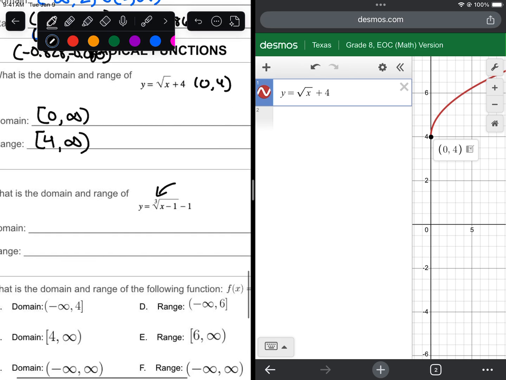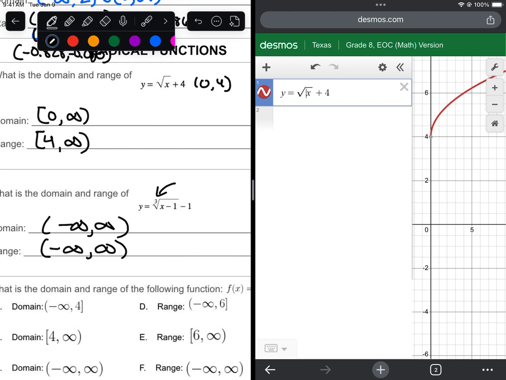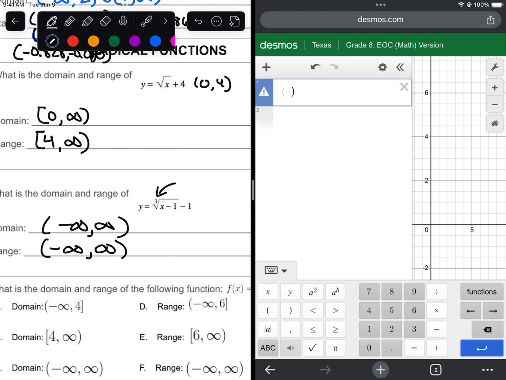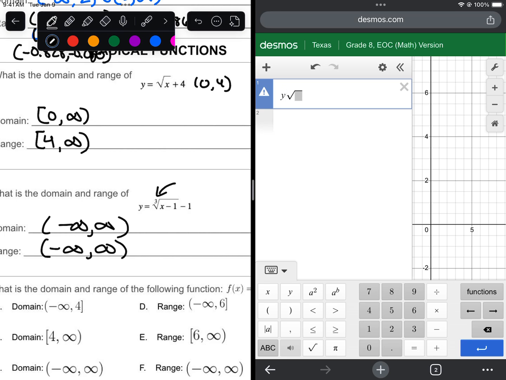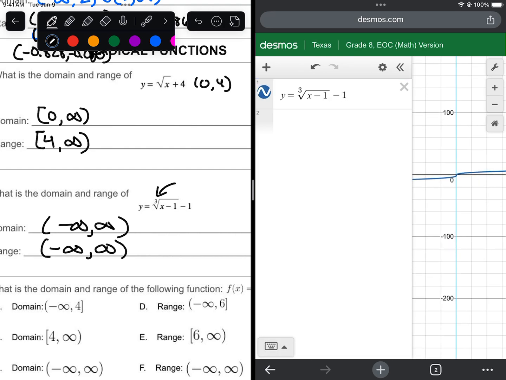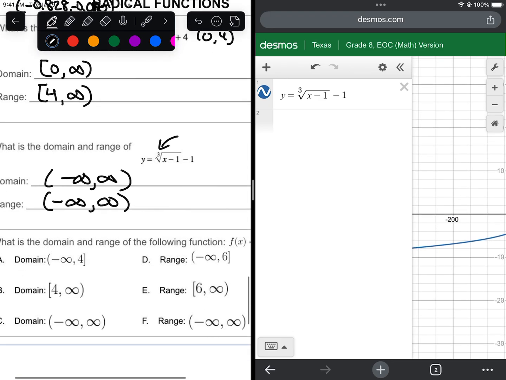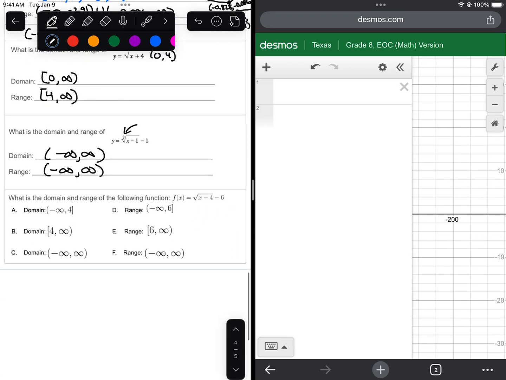Great. The second you see a cube root, don't do anything on Desmos. You're going to pick all real numbers, and you're going to move on. So because you got that little 3 there, it's all real numbers. Now, if you do put it on Desmos, not a huge deal. So you're going to do y equals, scroll all the way down, cube root of x minus 1 minus 1. You can see it's going all the way to the left forever, all the way to the right forever, up and down forever.